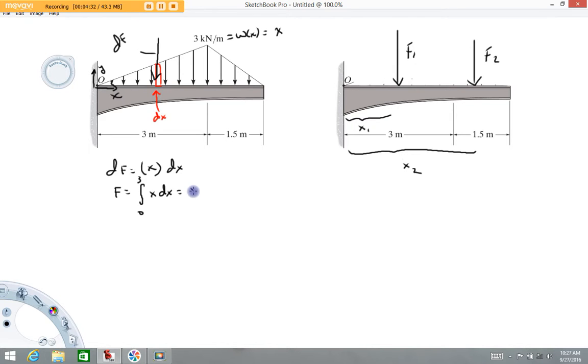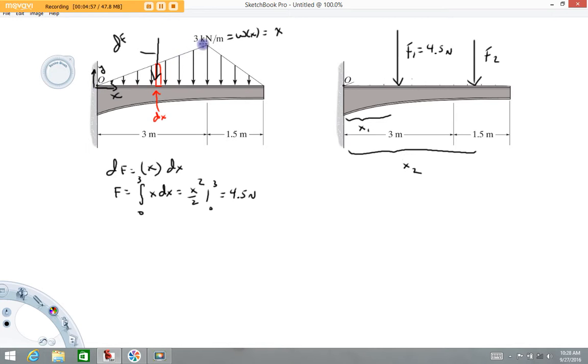This integrates to x squared over 2, evaluated from 0 to 3. And that's going to be 9 halves, or 4.5. So 4.5 newtons is the value of F1. Now, I'd like to point something out here. Notice that the area of this triangle here, 1/2 times 3 times 3, is 4.5, and this is always true.